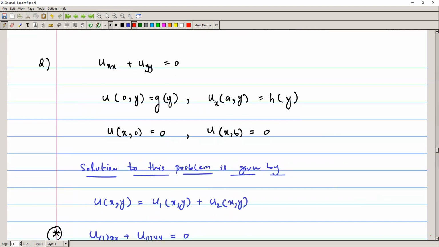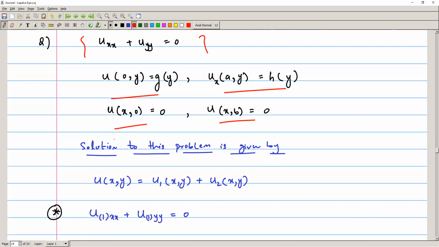So here we have a question that is a Laplace equation, and the boundary conditions are given. u(0,y) is g(y), u_x(a,y) is h(y), and then these are 0, right? So for this problem, if the boundary conditions are given in this way, we can split the problem into two parts. That is, we can compute the problem for one boundary condition and then for the second boundary condition. These are the non-homogeneous boundary conditions, right?